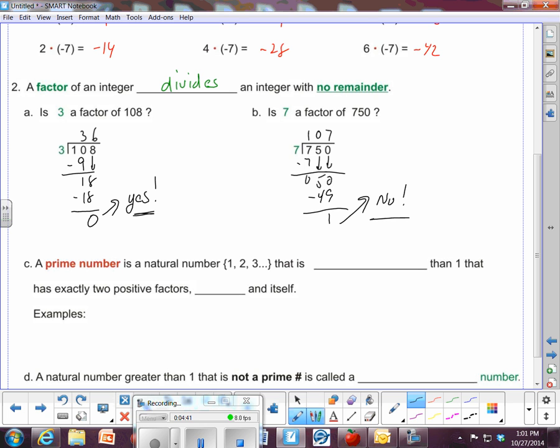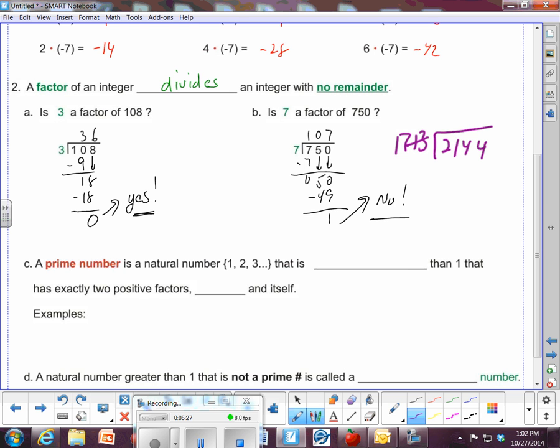So you can do this test for any number. If I were to ask you a question like, is 13 a factor of, let's say, 2,144? You would simply take 13 and divide it into 2,144. If I said is 17 a factor of 2,144, you would divide 17 into 2,144, etc. If you want to know if any number is a factor of a larger number, divide that number into the larger number, and you'll determine whether or not it is indeed a factor.